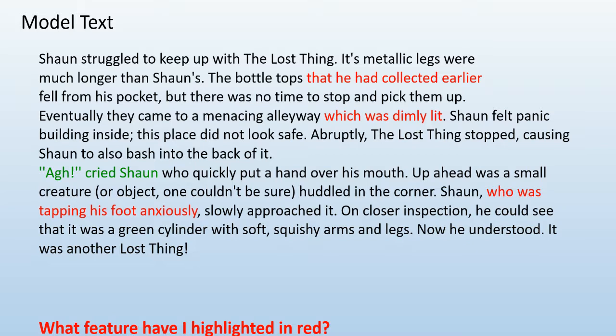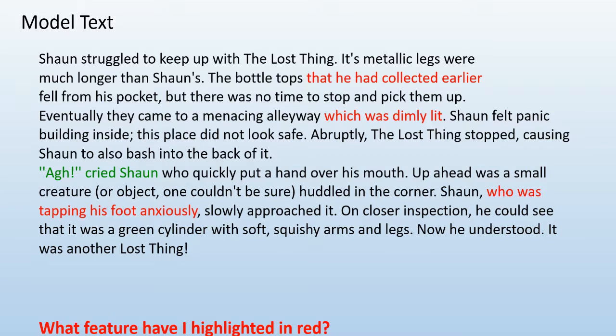Abruptly, the lost thing stopped, causing Sean to also bash into the back of it. "Ah!" cried Sean, who quickly put a hand over his mouth. Up ahead was a small creature, or object, one couldn't be sure, huddled in the corner. Sean, who was tapping his foot anxiously, slowly approached it. On closer inspection, he could see that it was a green cylinder with soft, squishy arms and legs. Now he understood. It was another lost thing.